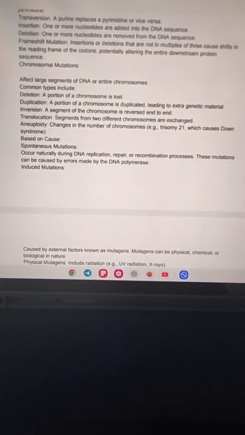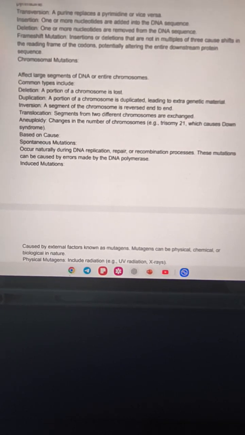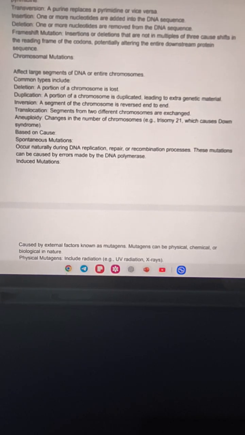Duplication, where there is a new duplicate copy of a DNA segment. Inversion, where a segment of the chromosome is reversed end to end. Translocation, where segments from two different chromosomes are exchanged.